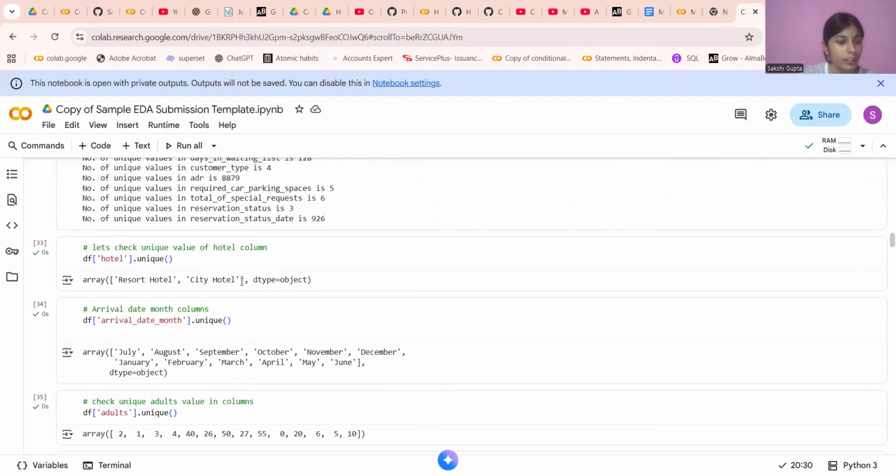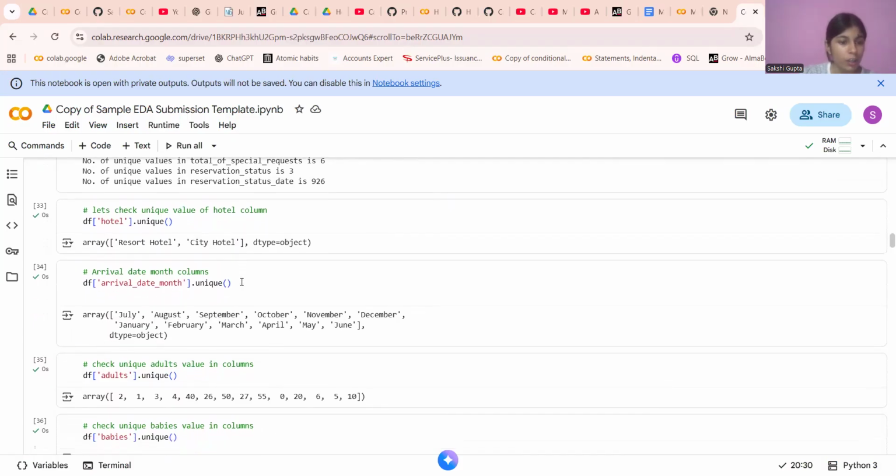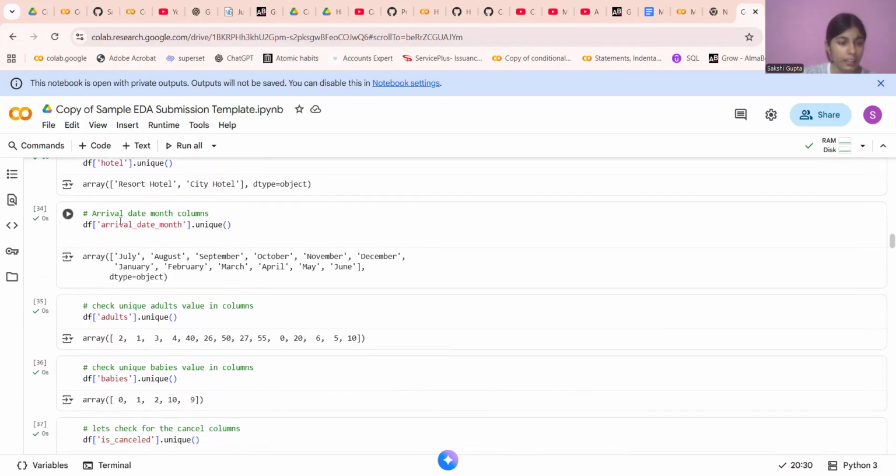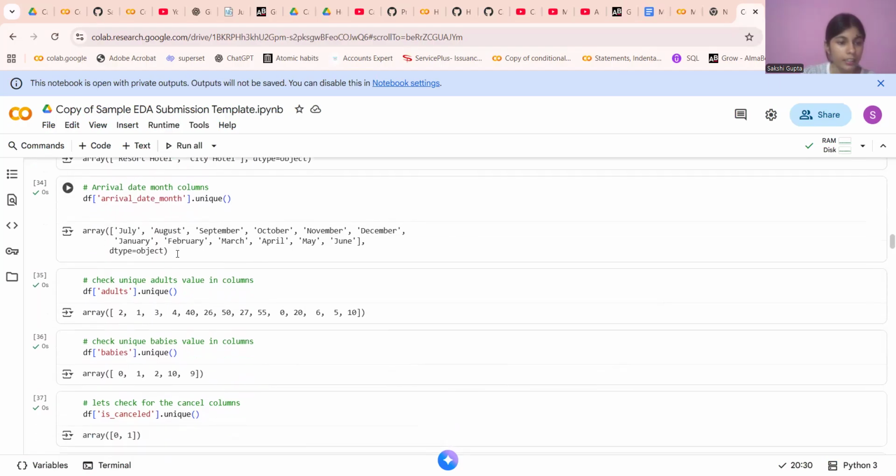Let's check the unique values for the hotel column. There's resort hotel and the city hotel. Then I check the arrival date month column. That is June, August, September, October, November, December, January, February, March, April, May, June.